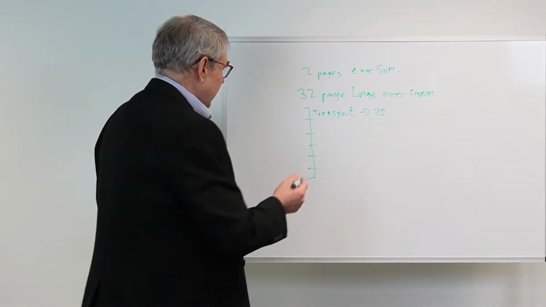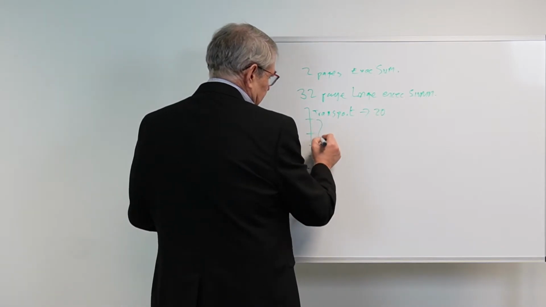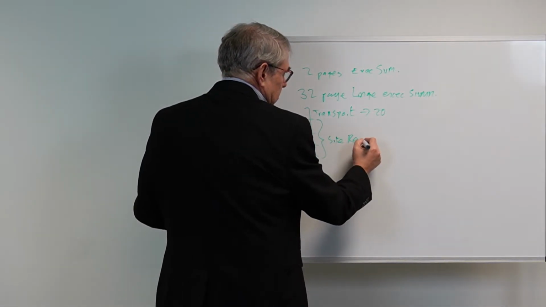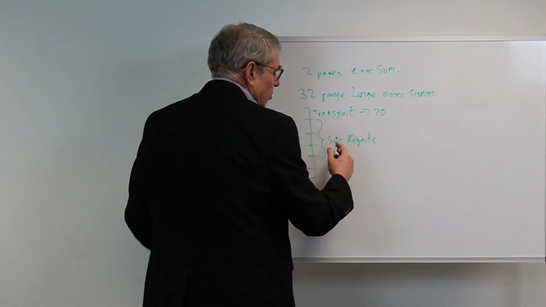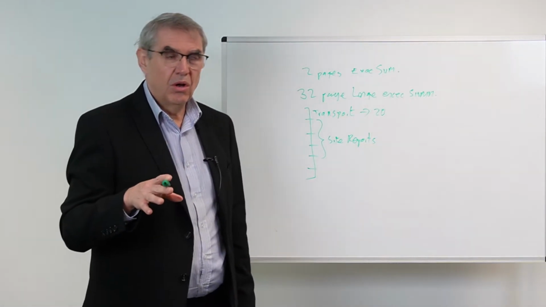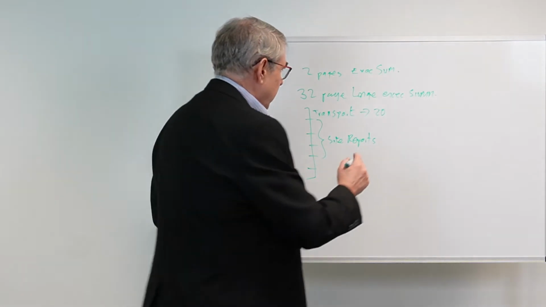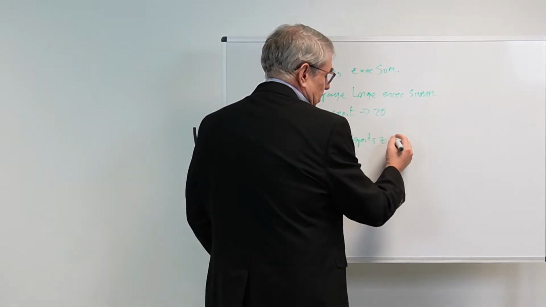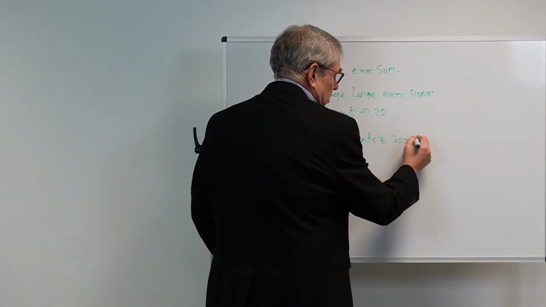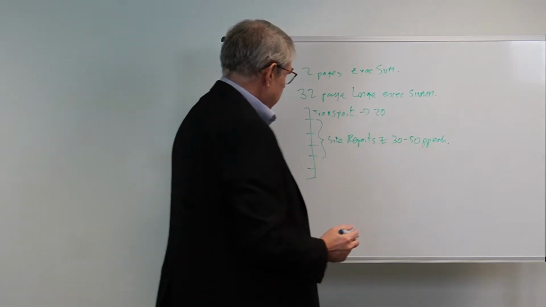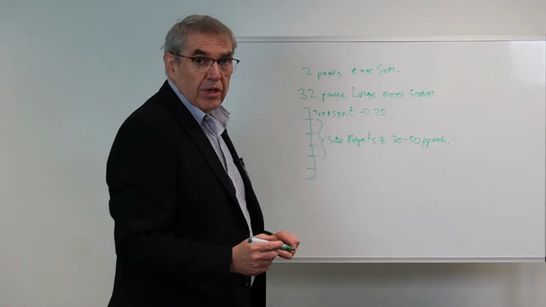And then you've got site reports. So when we do audits, you typically get one report per site. They vary in length, 30 to 50 pages each.